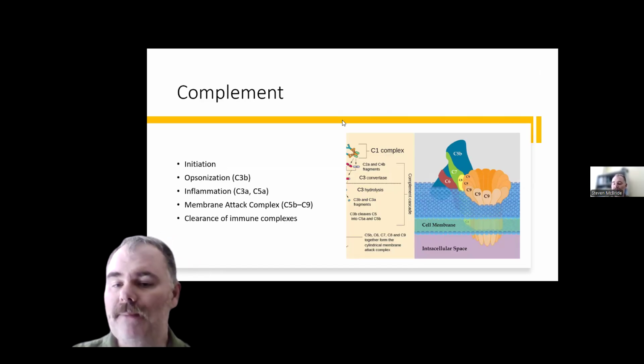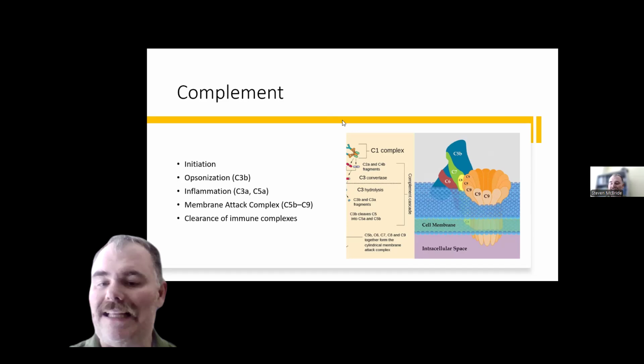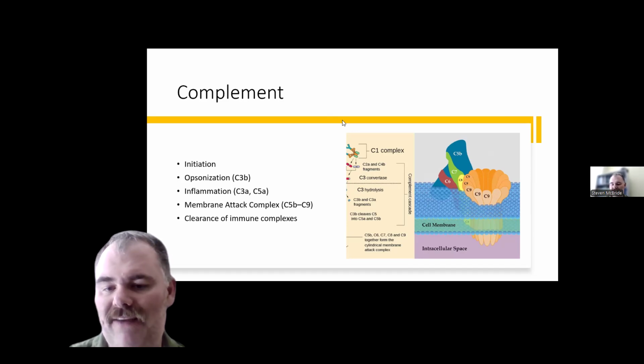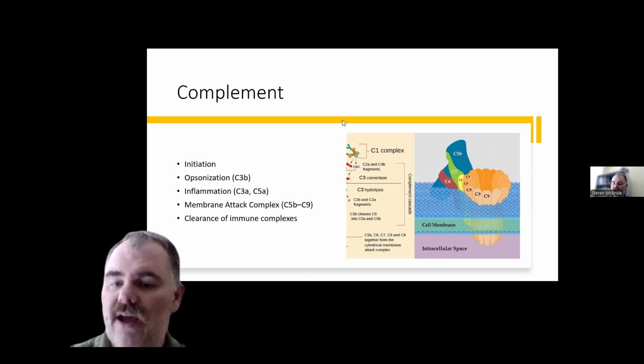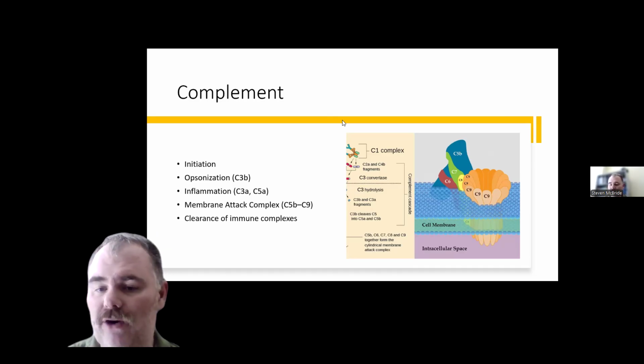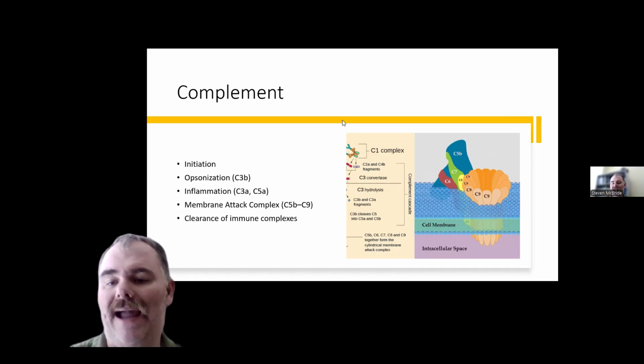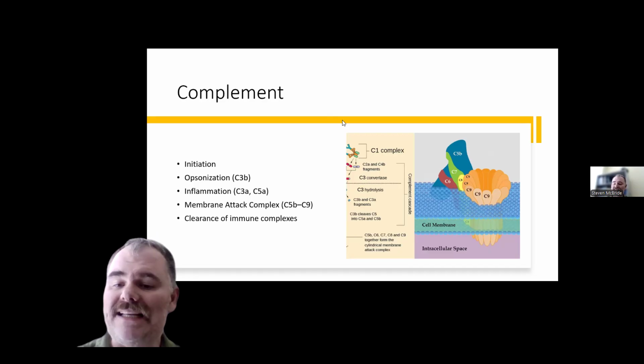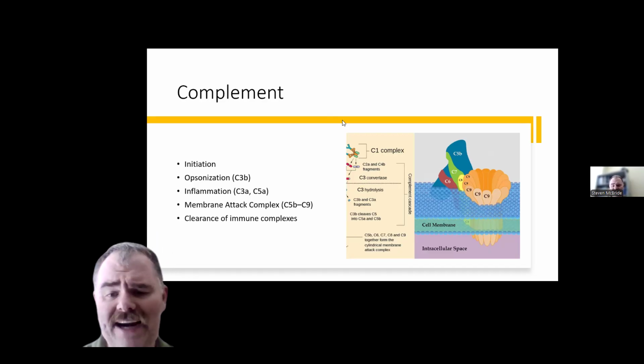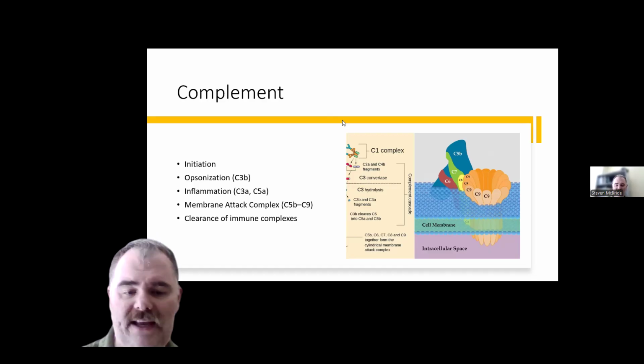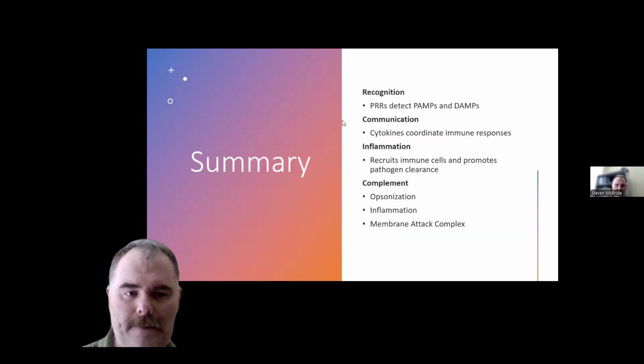Second, complement promotes inflammation by generating signaling molecules that recruit and activate immune cells. Third, complement can directly kill some microbes through the formation of membrane attack complexes, or MACs. The MAC creates pores in microbial membranes, leading to cell death. Finally, complement helps clear immune complexes and cellular debris from the body. Complement is therefore an important amplifier of the innate immune response.